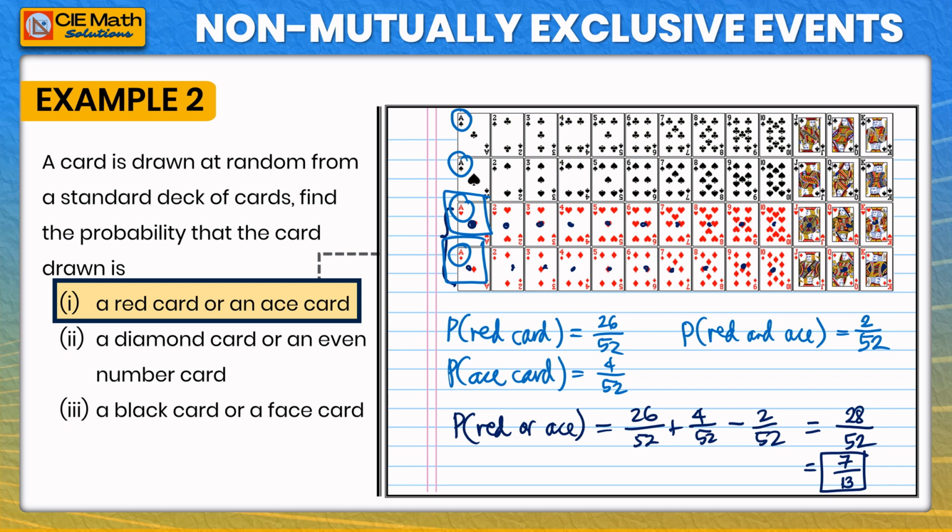Again, red card and ace card are non-mutually exclusive events because they have a common element. There is an ace of hearts, which is also red, and an ace of diamonds, which is also a red card.